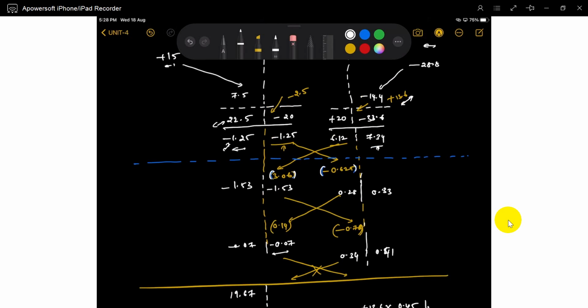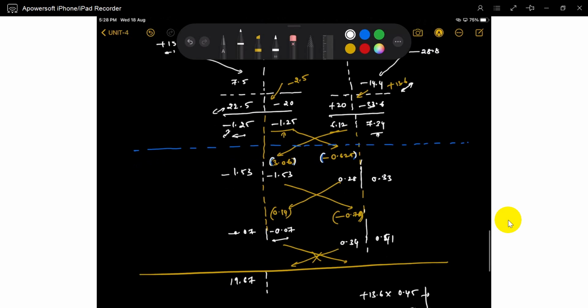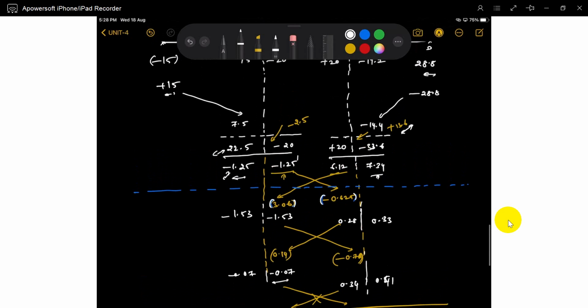Otherwise, check it: minus 20 minus 1.25 minus 1.25 plus 3.06 minus 1.53 plus 0.14 minus 0.07. You will get exactly minus 19.65. You can submit everything.